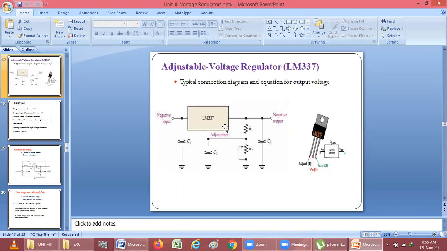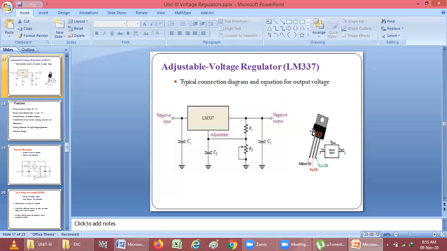And in adjustable or variable, we have the LM317 and LM337. If you see the connection diagram for the LM317 and 337, these are similar, only there is a difference in the pin diagram. The LM317 is also a three-terminal device.